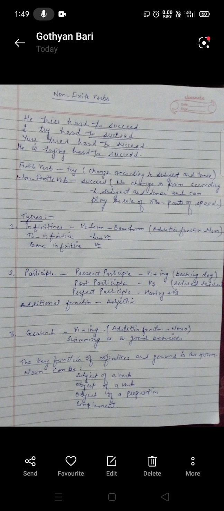We can also understand that non-finite verbs can play the role of different parts of speech, which basically we have seen are adjectives and nouns. So we have three types: infinitives, participles, and gerund. Infinitives can function as nouns basically, participles can function as adjectives, and gerunds can function as nouns. So these are three types of non-finite verbs.